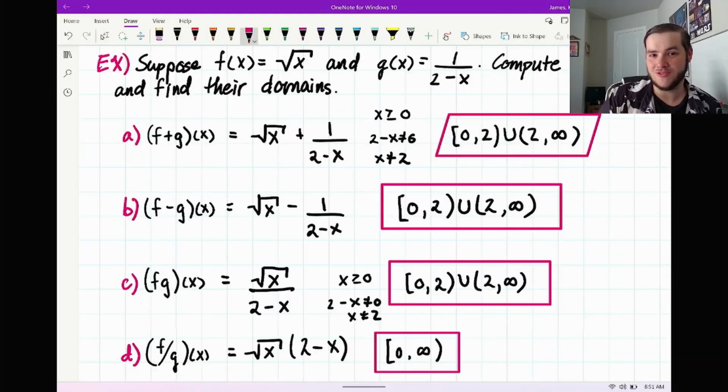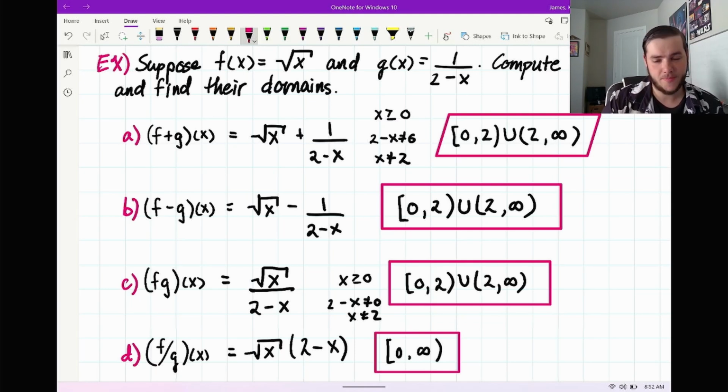In parts A through C, they all have the same domain: 0 to 2, including 0 but not 2, and then 2 to infinity, excluding the 2. But in part D, just 0 to infinity, including 0, would be the domain.